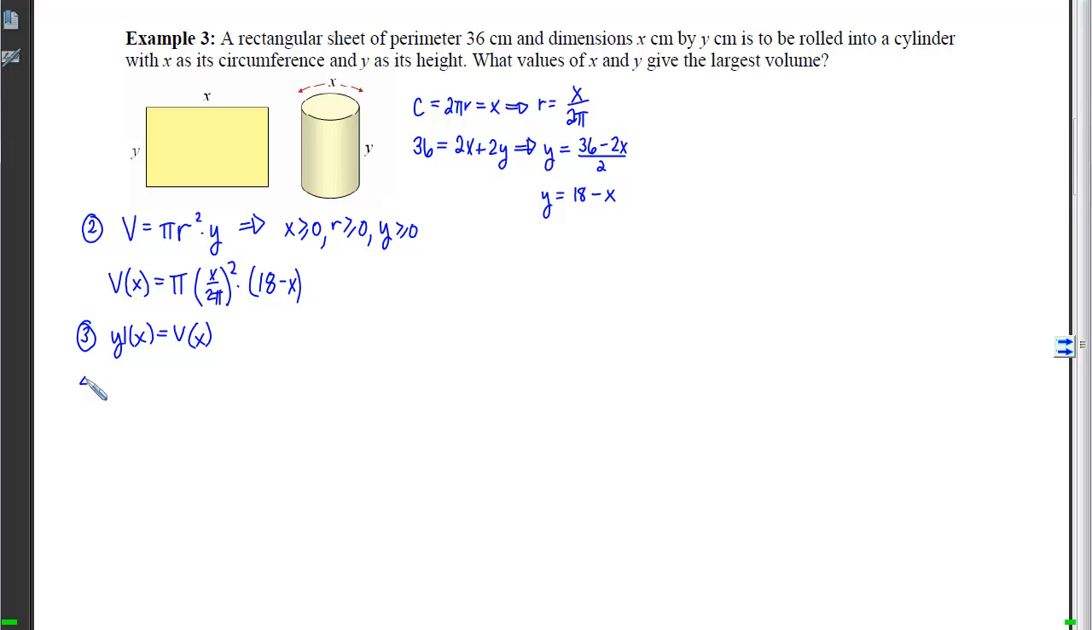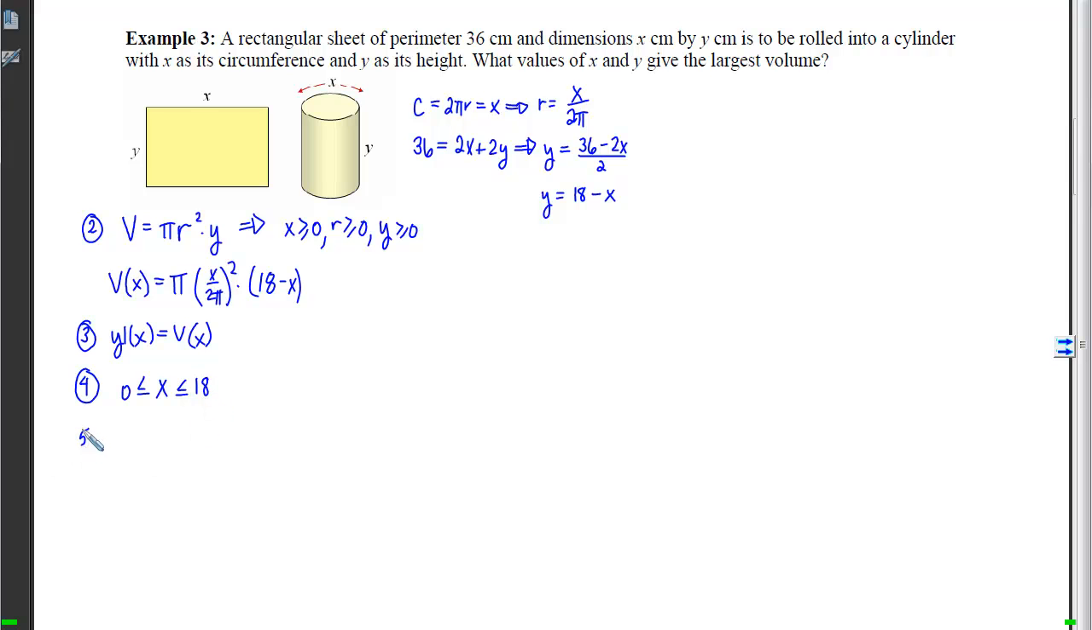Next is we need the domain because we want to make sure that we're looking in the right locations for those extreme values. So if I know that x has to be greater than or equal to 0, then we need to think about what the upper limit on x is going to be. The upper limit is going to occur, x will get larger as y gets smaller because we're going to preserve that perimeter. It'll just continue to be 36. So the smallest that y could be is 0. And if I let y equal 0, then I can see that the largest x will be is 18.